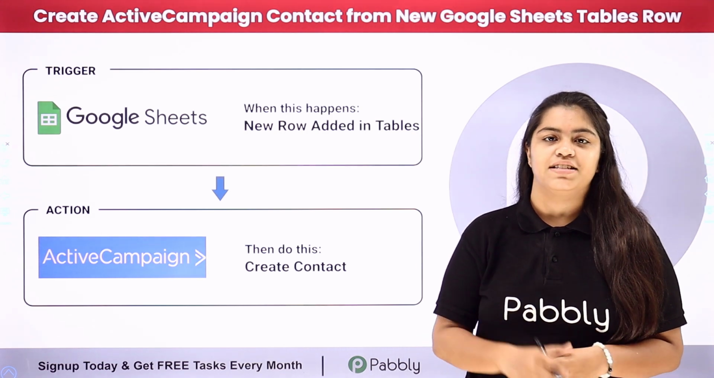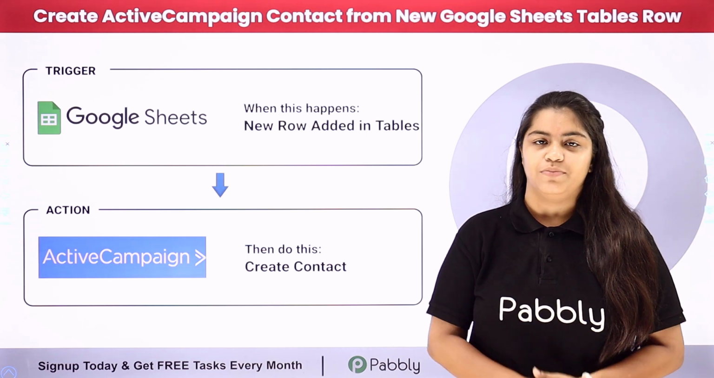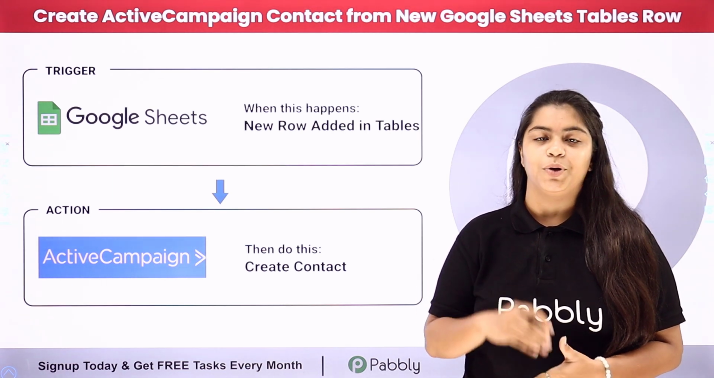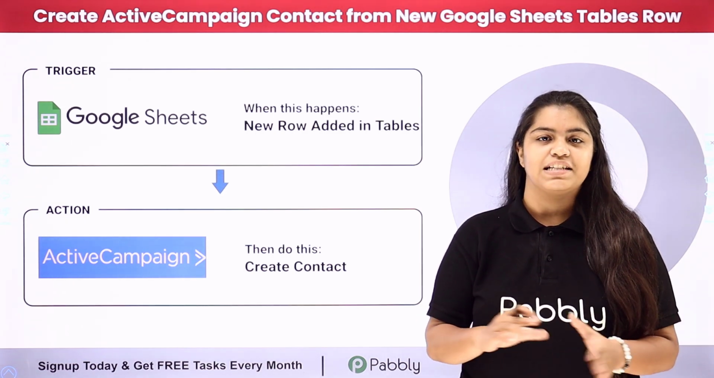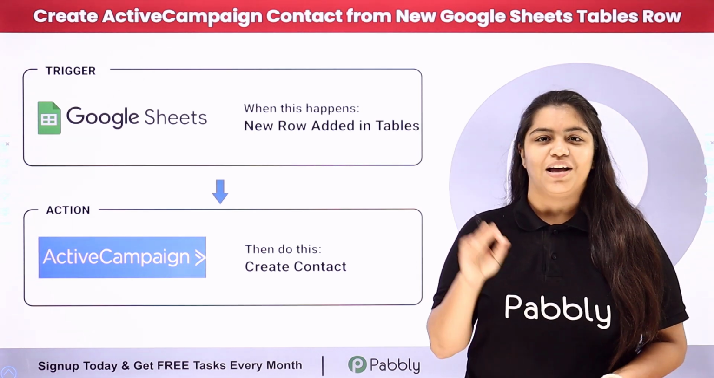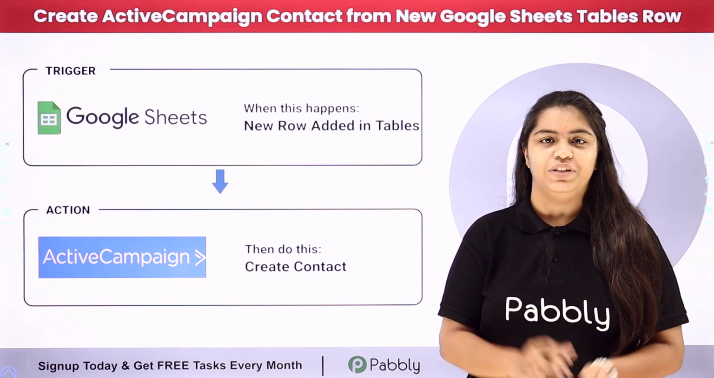I'm managing the marketing efforts of an edutech company. And what we do is we add the potential customer details in our Google Sheets table. Now I want that as soon as we add the new potential customer details in a new row on the Google Sheets table, a new ActiveCampaign contact should be created automatically with the same details. I'm going to do this because I want to create targeted email marketing campaigns for all of these leads.